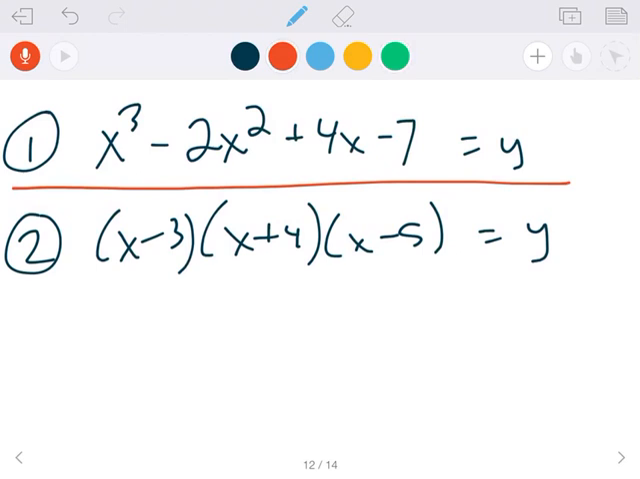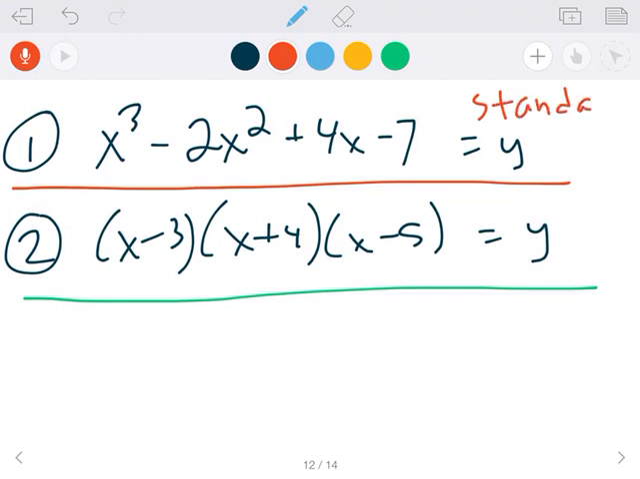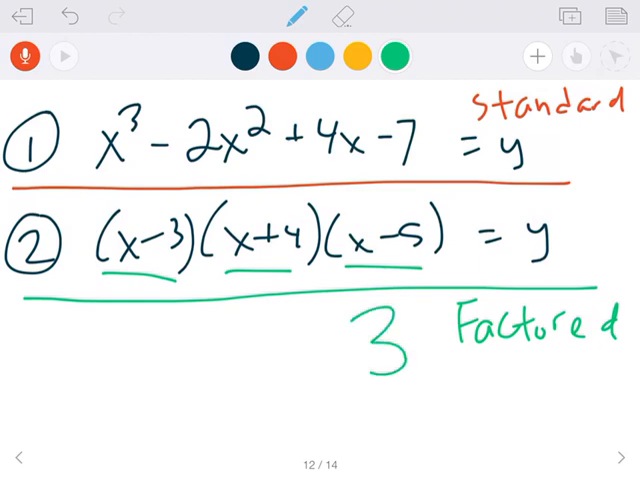If we look at number 2, it's in a different form. We have a bunch of parentheses, x minus 3 in parentheses, x plus 4, x minus 5. So the top form is what we would refer to as standard form. And the bottom form is what we would refer to as factored form. So there are 3 factors in the bottom form, x minus 3, x plus 4, x minus 5. And those 3 factors tell us how many degrees are in the polynomial: 3. And so we have, because we're going to have x times x times x, which will end up being x cubed.